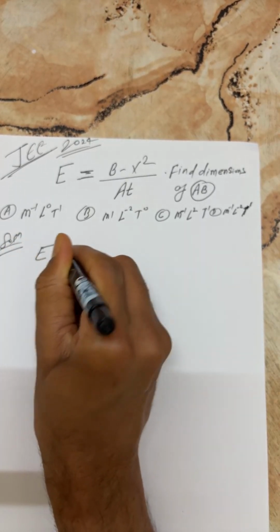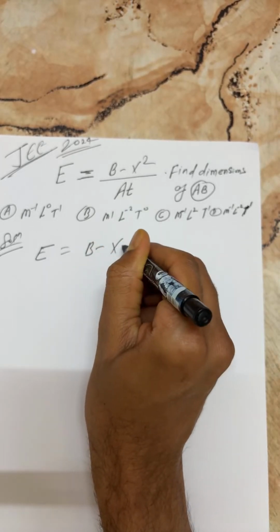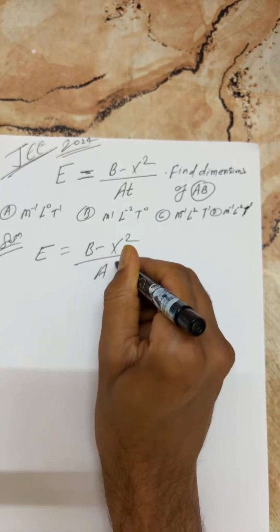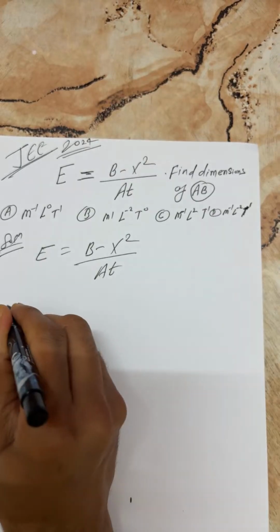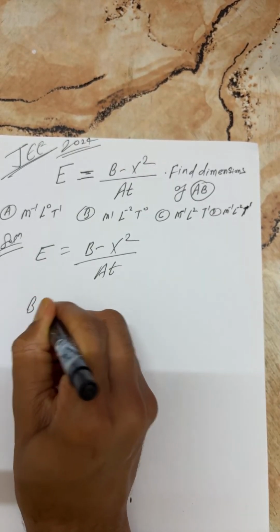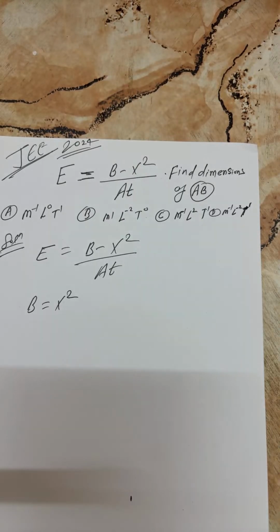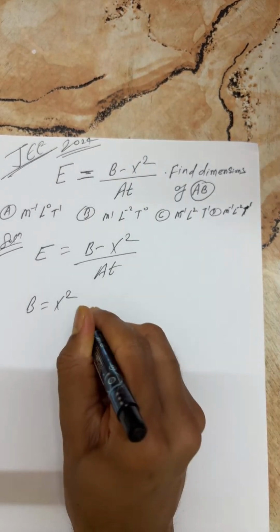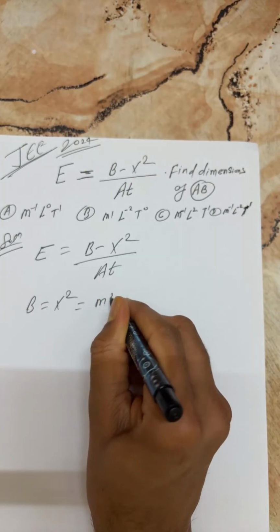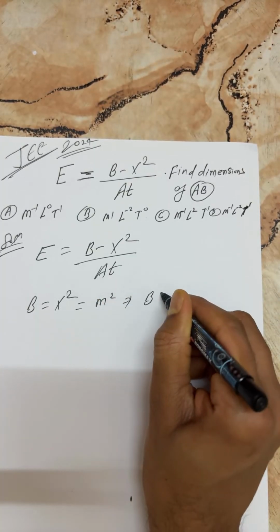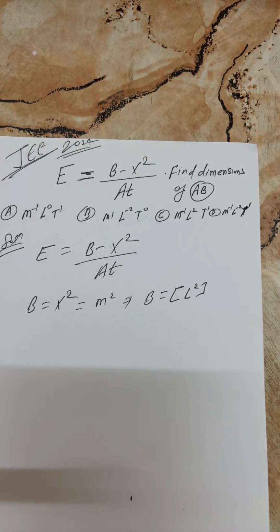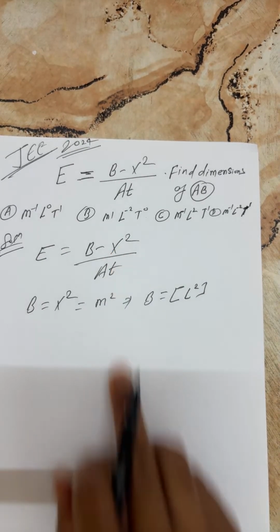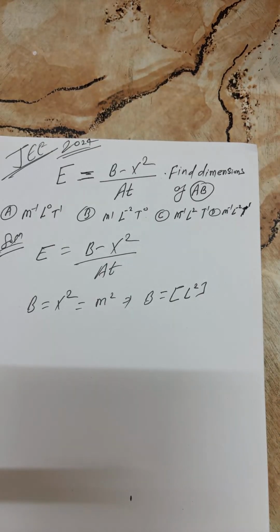You can see, energy is equal to B minus x square, I'm writing here, upon A into T. These two are in subtraction, so they must have the same dimensions. So B is equal to x square. x is length, T is time, keep in your mind. So you can say meter square. This implies the dimensions of B are L to the power 2. These two have the same dimensions.